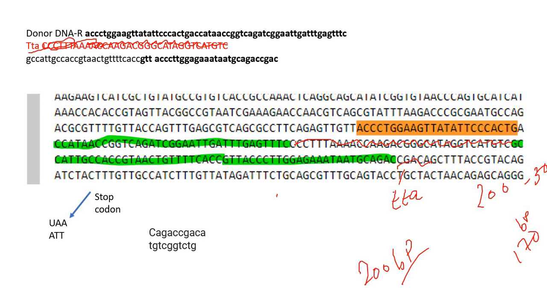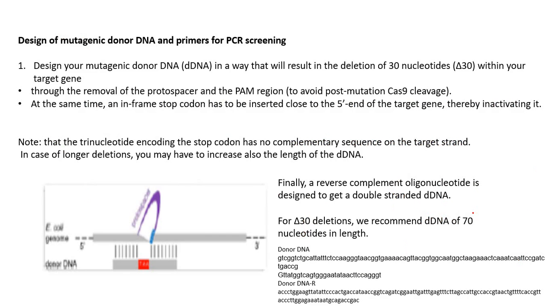Okay, write it here. So this is your PAM, and this is your protospacer, and we have removed everything, and what we have added here is just the TTA, which is the stop codon. So the in-frame stop codon has to be inserted close to the 5' end of the target gene, and thereby it is inactivated. Note that the trinucleotide encoding the stop codon has no complementary sequence on the target strand. So you have to be careful.